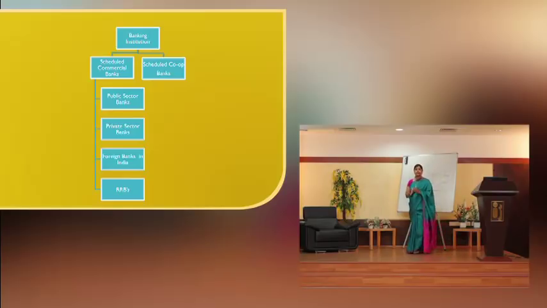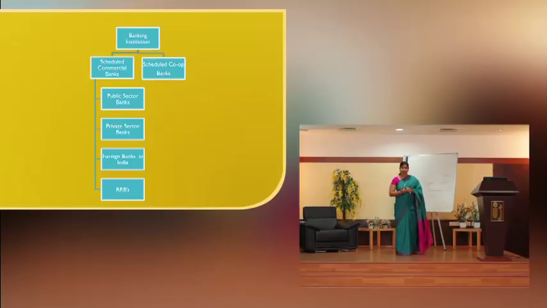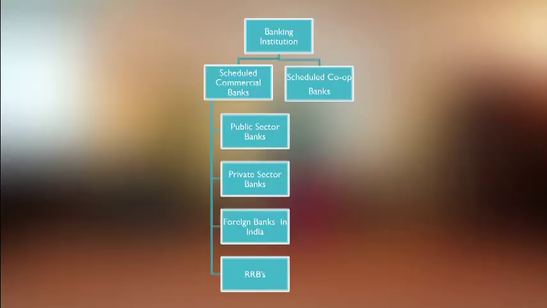They are scheduled commercial banks and scheduled cooperative banks, and they are regulated by RBI. RBI is the regulator of all the banking institutions existing in India. So the Reserve Bank of India, being a regulator, regulates the working of all the scheduled commercial banks and the scheduled cooperative banks. Under scheduled commercial banks, we again have a bifurcation into four major categories.